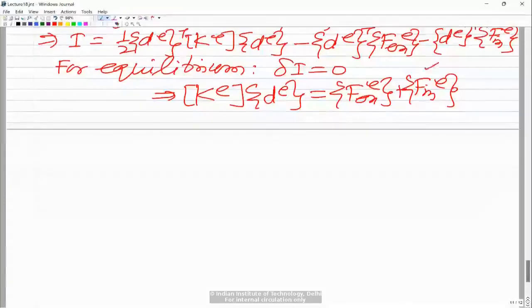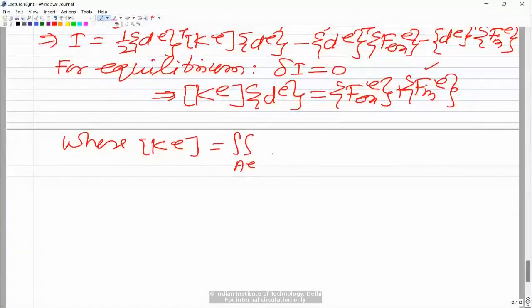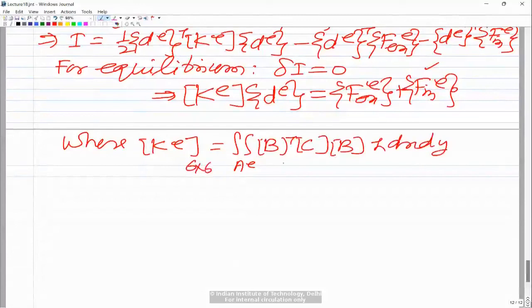Now here I have already defined Ke, the element level stiffness matrix. Ke is nothing but integration over the area of the element of B transpose into C into B into H into dx into dy. And if you see the size, this is going to be 6 by 6. B transpose is 6 by 3, C is 3 by 3, and B is 3 by 6. So ultimately it would be 6 by 6.